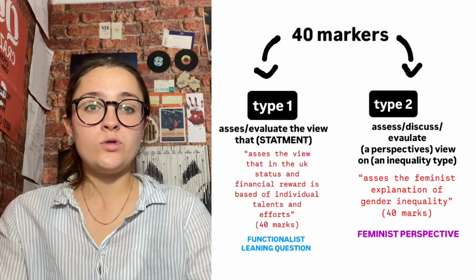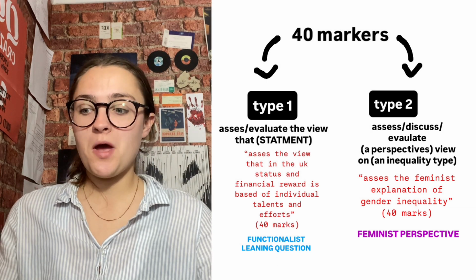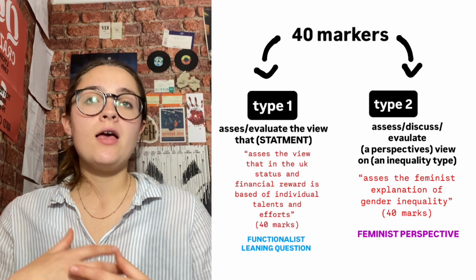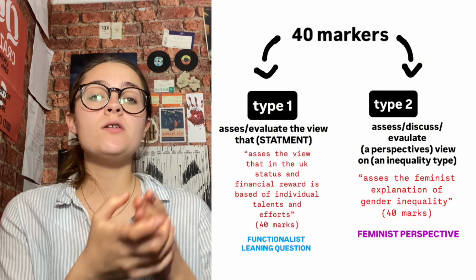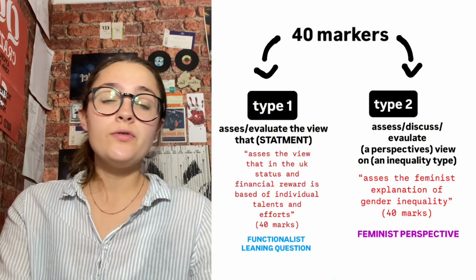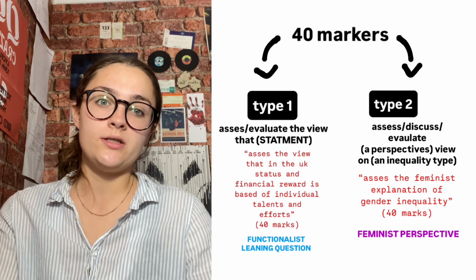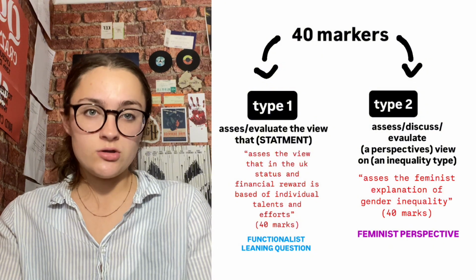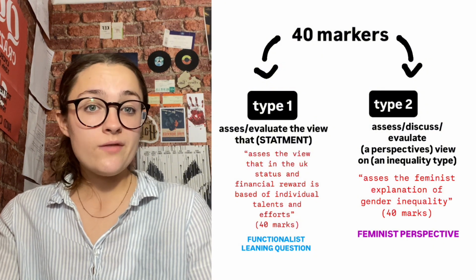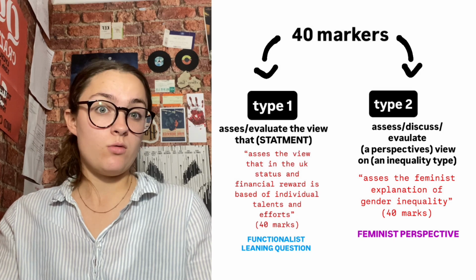Or 40 markers can be Type 2, where it will say evaluate, discuss, assess, any of those words, a perspective's view on a certain type of inequality. So for Type 2, it could be assess the feminist explanation of gender inequality, assess the functionalist perspective of social class inequality, or even broader, assess Marxist explanations of inequality.